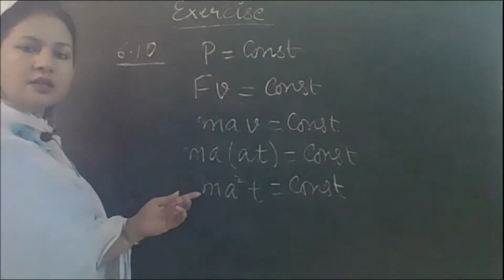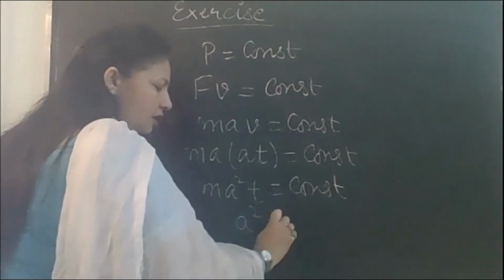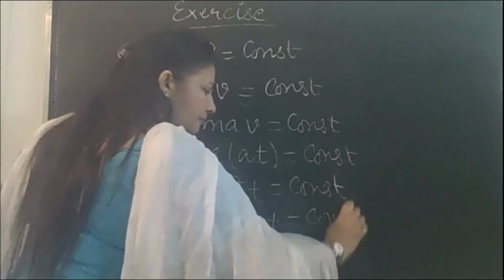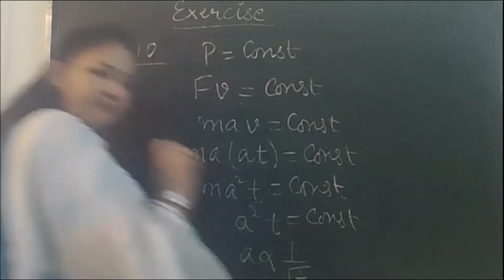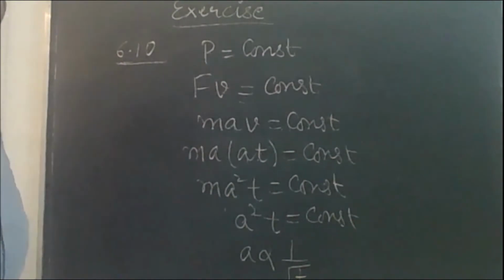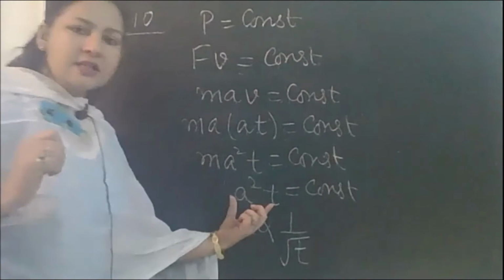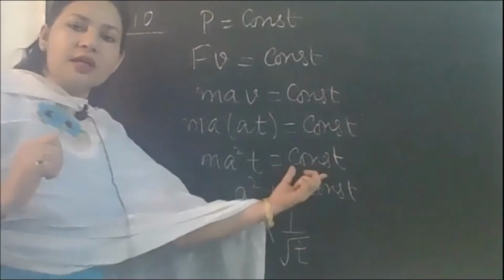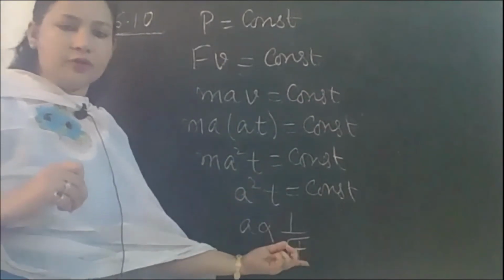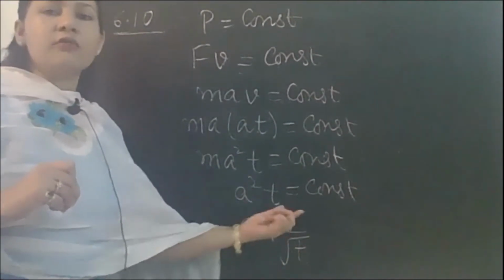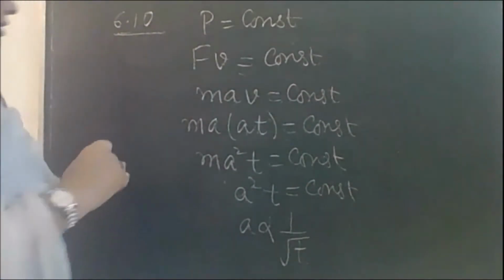Mass is already a constant, but here acceleration is not a constant. So we will say that acceleration square into t is a constant, or acceleration is inversely proportional to under root of time. Is this step clear to you? Acceleration is inversely proportional to under root of time, because a square t is constant. So a square is constant over t, or a is constant over under root of t. So a is proportional to 1 over under root of t. Right, so let us preserve this information.